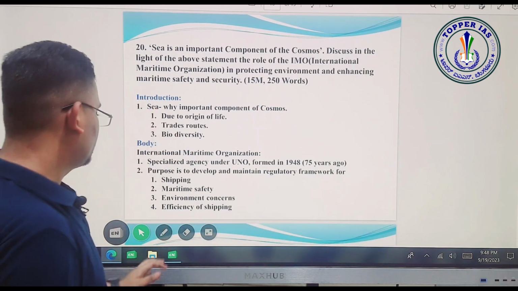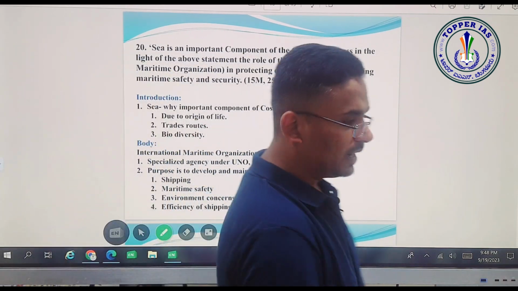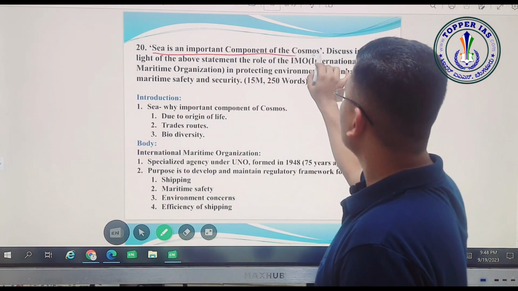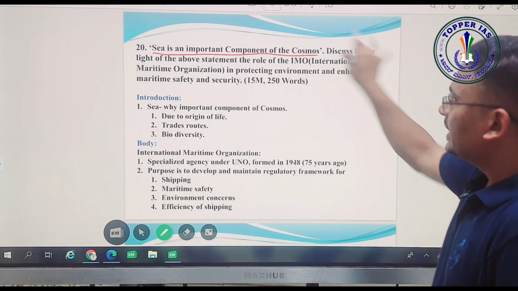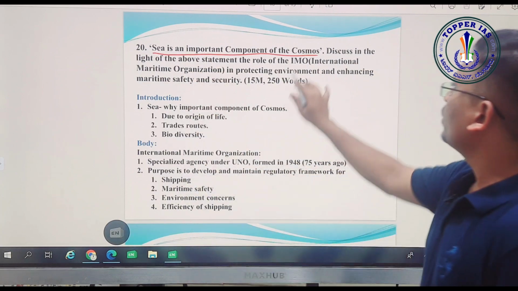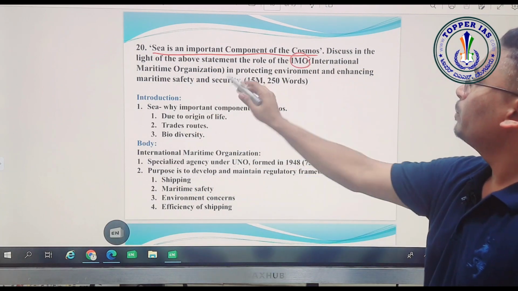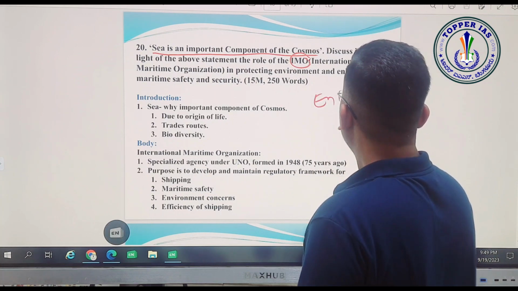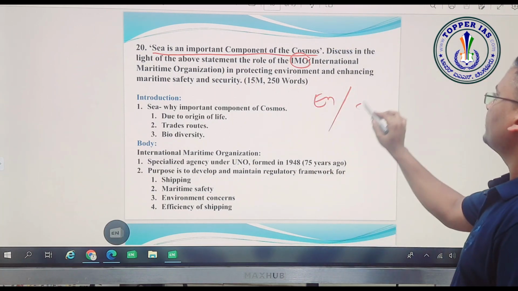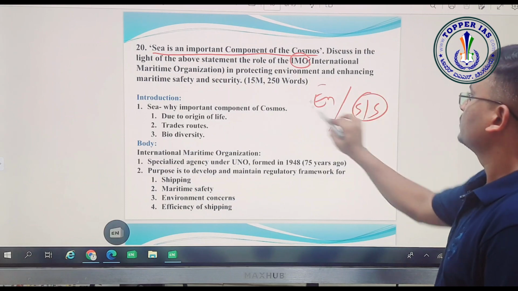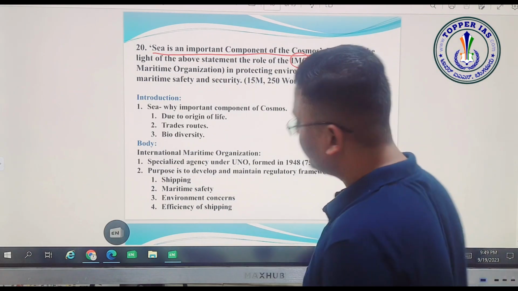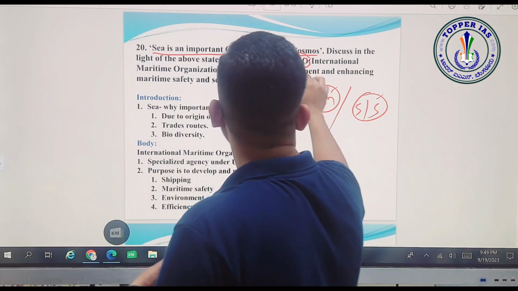Discussing the last question. That is, sea is an important component of the cosmos. Discuss in the light of the above statement the role of IMO, International Maritime Organization, in protecting environment and enhancing safety and security. He is expecting us to talk about environment and safety, security with respect to IMO.